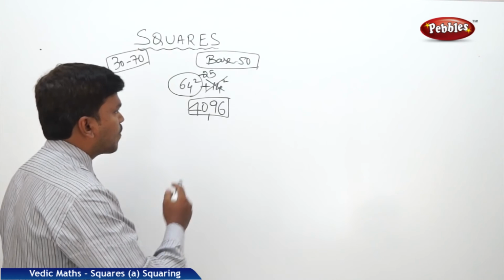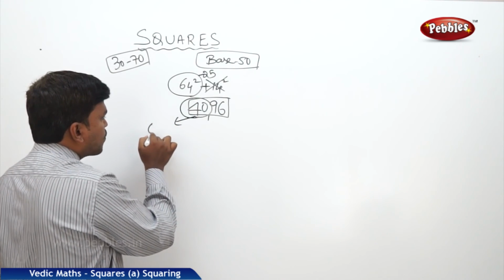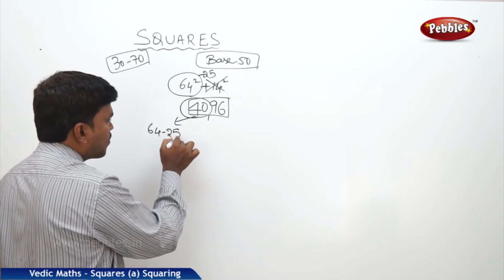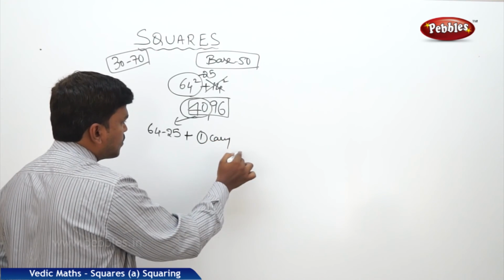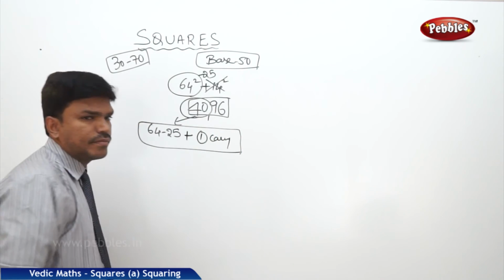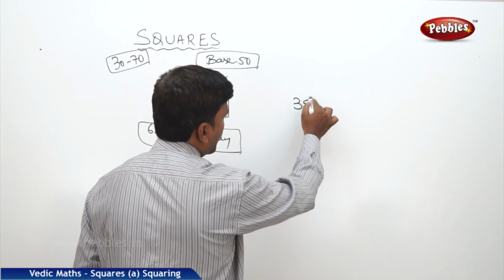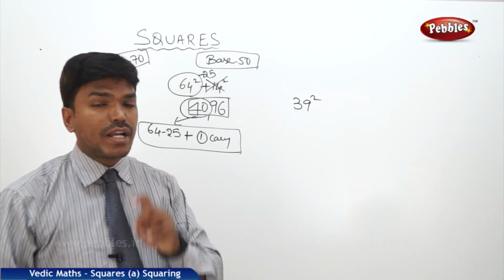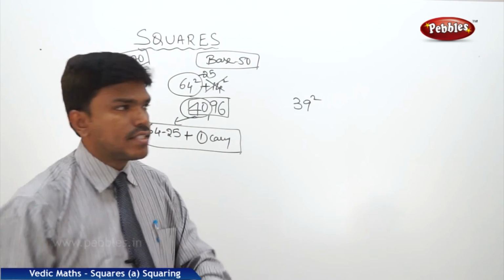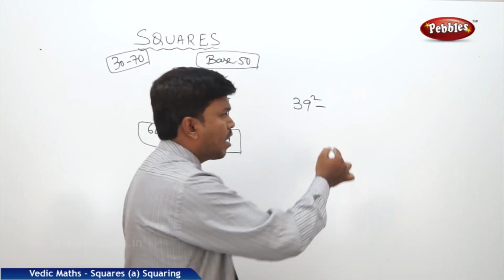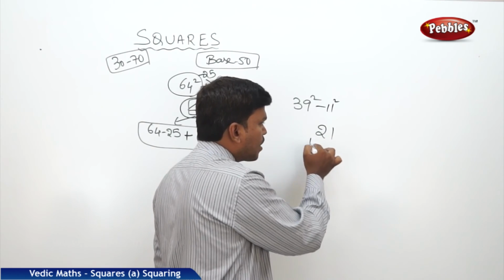Understand? We'll take one more example. Remember how we got this 40? We got this 40 by subtracting 25 from 64 plus 1 carry. Like this we got. We'll take one more example. Suppose I need 39 square. If I compare 39 with the 50, is it more or less? It is less. How much less? 11. So what is 11 square? 121. Writing 21 and 1.